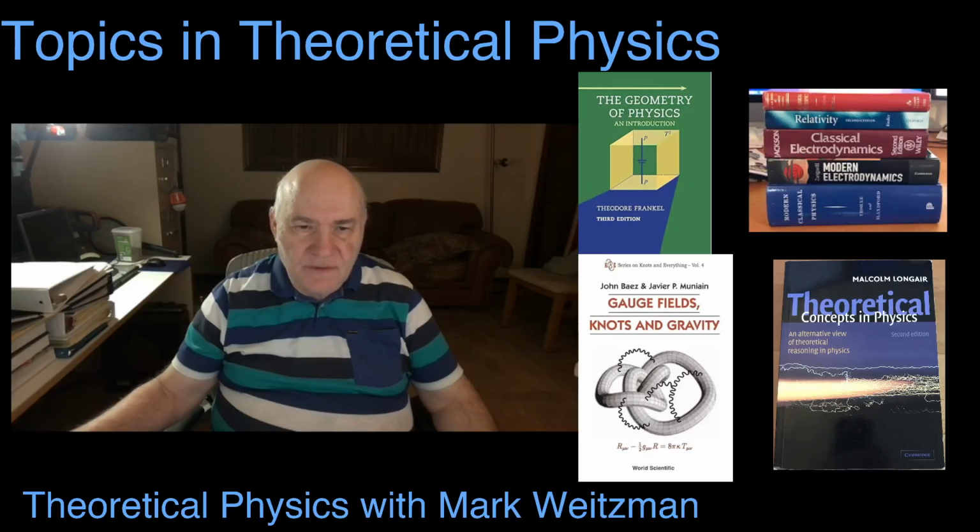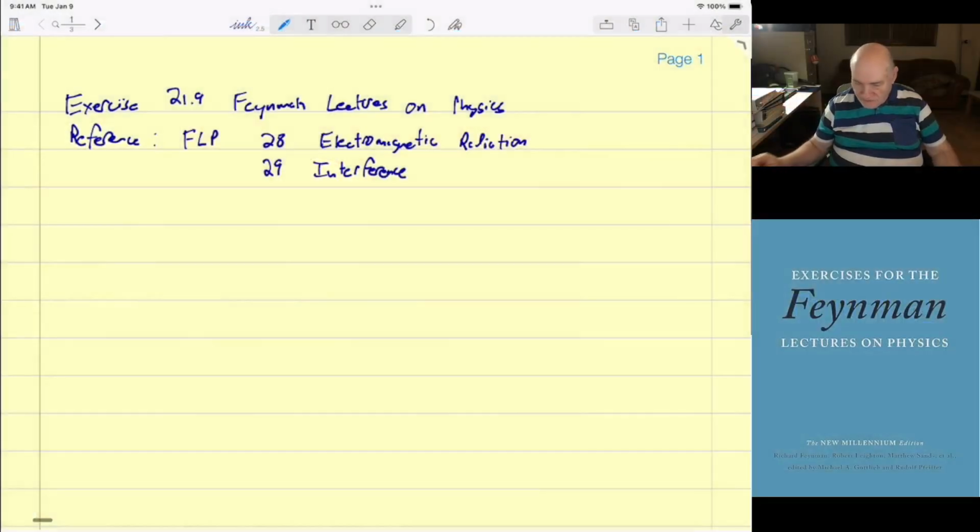Today I want to do an exercise from the Feynman Lectures on Physics, 21.9, and it's an interference problem, basically, from Chapter 29 of Volume 1 of the Feynman Lectures on Physics. And I'll show you the problem right now.